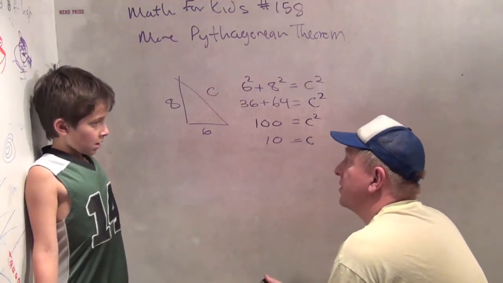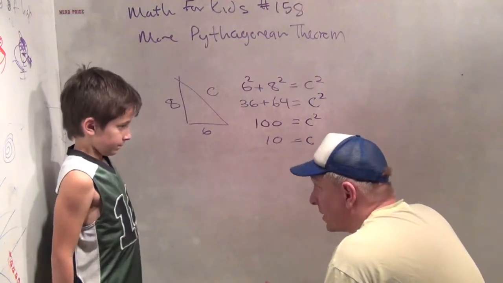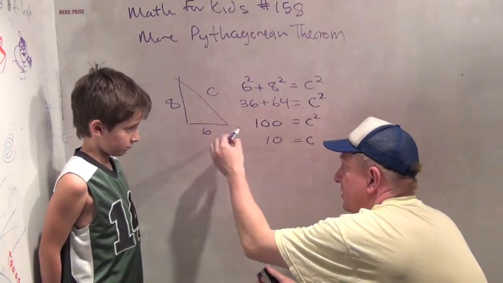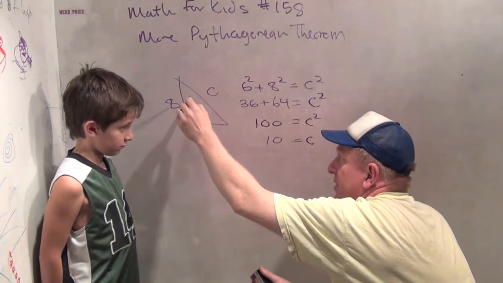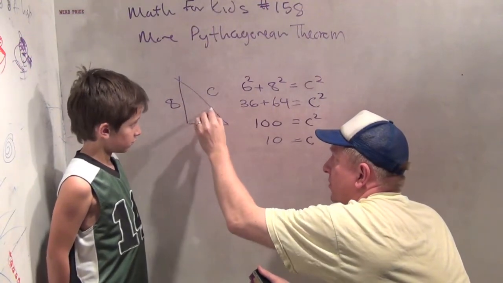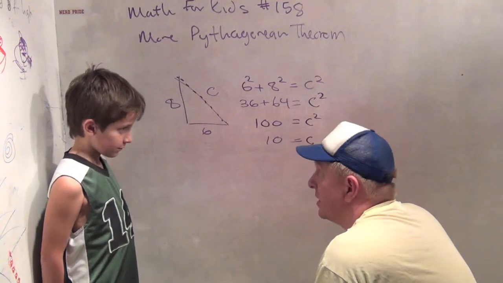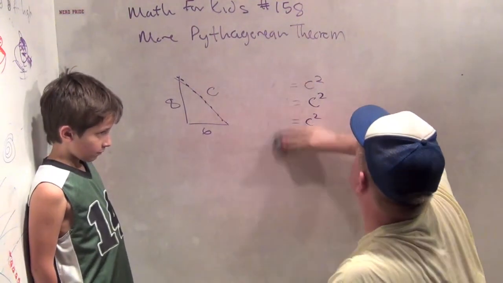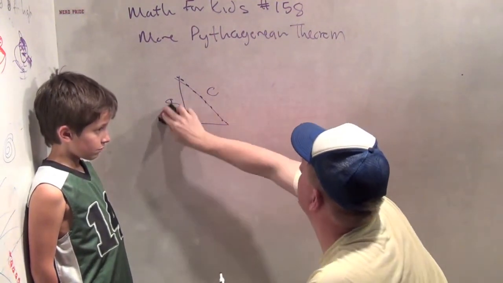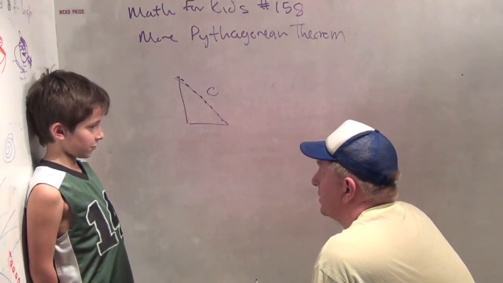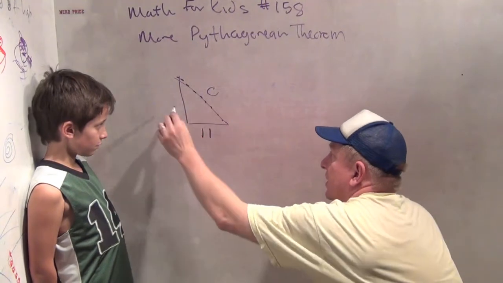Okay, so for example, if you're in a room, and one of the walls is 6 feet long and one of the walls is 8 feet long, that means if you walk from one corner to the other corner, you'd walk 10 feet. Pretty neat, right? But it doesn't always work out to be so nice. Why don't you just give me two numbers for the length of the sides? How about 11 and 13? Okay, 11 and 13. Let's see how that works out.